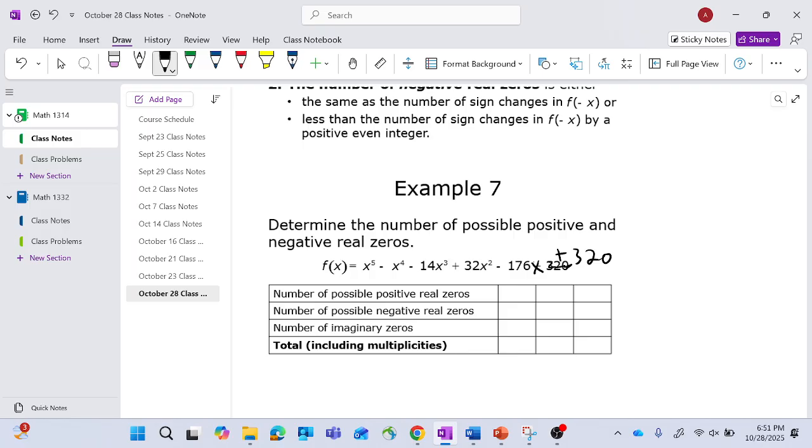You all see what it's supposed to be, or is that kind of hard to read? 176x plus 320. Yes. All right.